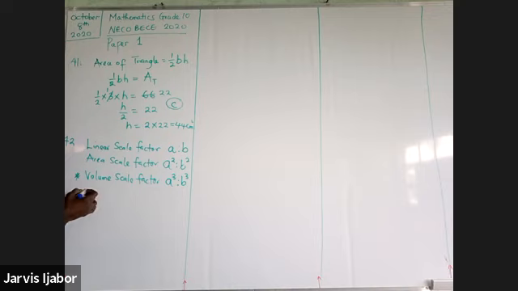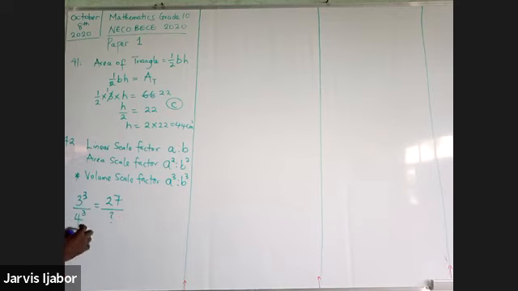Now, since our focus is on the volume scale factor, let's assume that we're using the small one as A and the big one as B. So the ratio of the small one, which is 3 cubed over 4 cubed, will be equal to the volume of the small one over the volume of the big one. So I put a tick sign there.